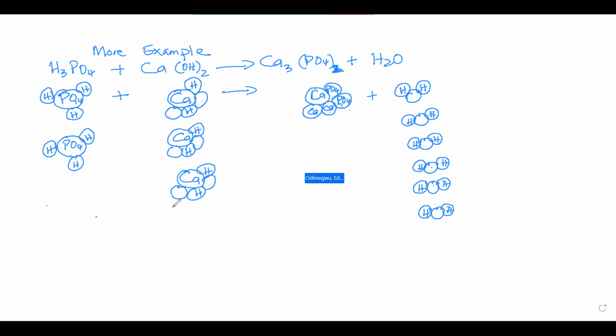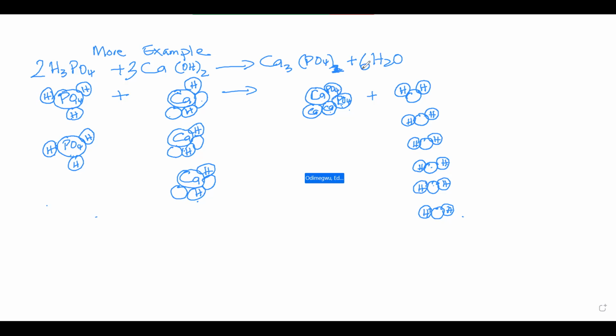We balance the oxygen. What about hydrogen? We have 12 hydrogens. So we have 2 of these. There are 2 sets. We have 3 of these. There are 3 sets. There's 1. We don't have to put anything here. Then we have 6 of this.